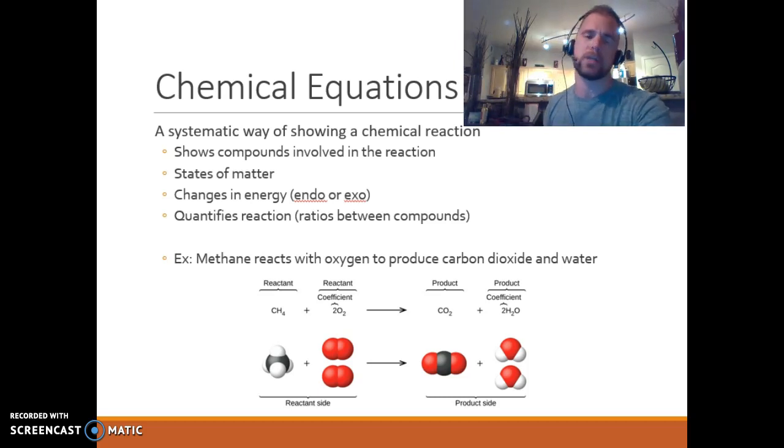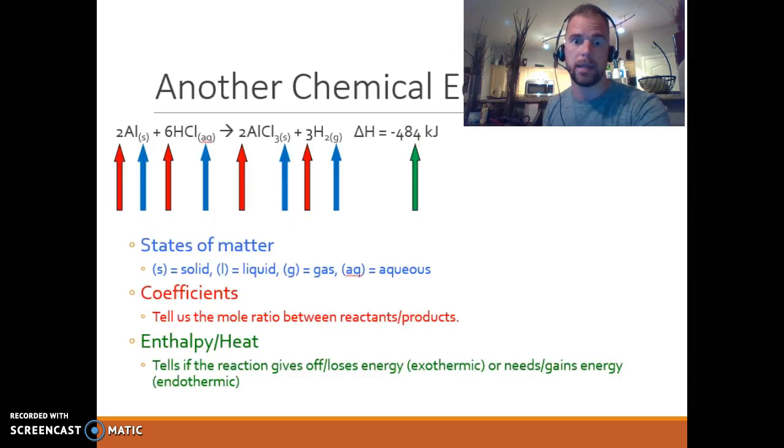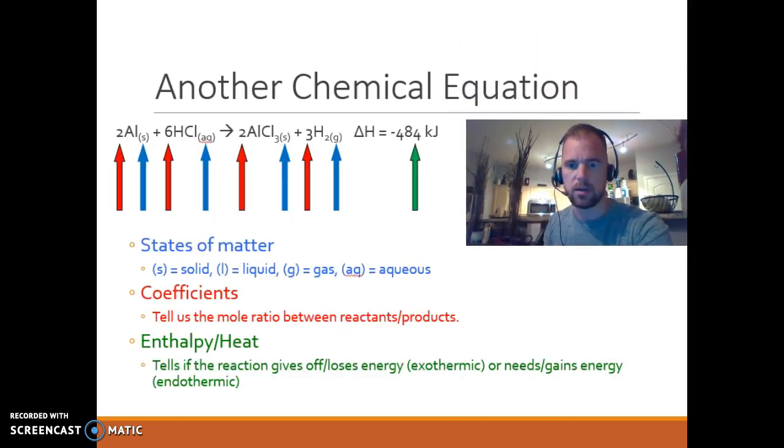Let's take a look at another example of a chemical reaction, one that might be a little bit more complex. Okay, so let's take a look at this one right here. And I'm going to move my screen down here.